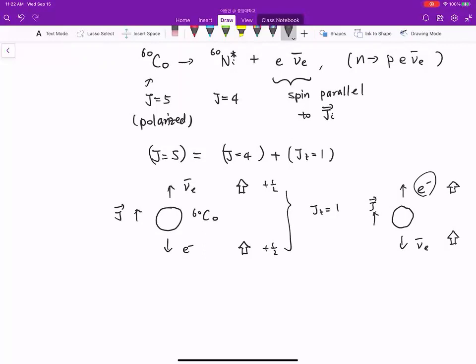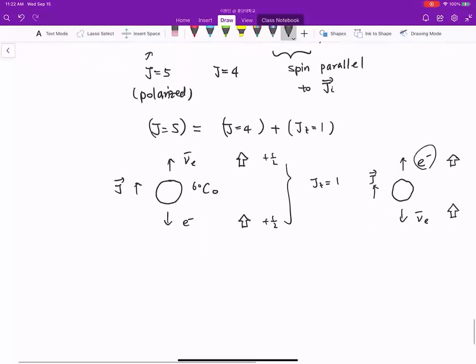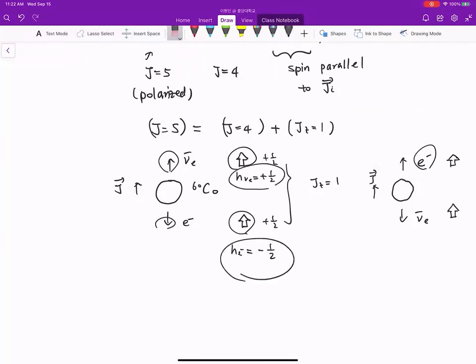But for the chirality, things are different in these two configurations. In this case, the electron's momentum and spin direction are opposite. Because of that, electron chirality is minus, and neutrino chirality is plus, since the momentum and spin direction are parallel, so +1/2. And in this case, electron chirality is plus and neutrino chirality minus.